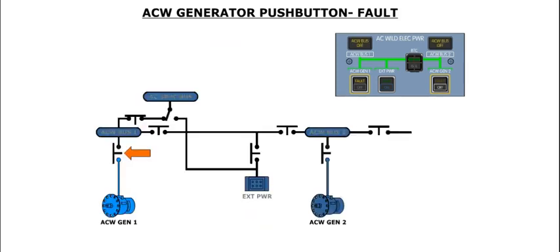The fault caption will also illuminate if the associated contactor opens for any reason while the associated AC wild generator push button is pressed in. You should note that the fault caption will not illuminate if a generator push button is released out.